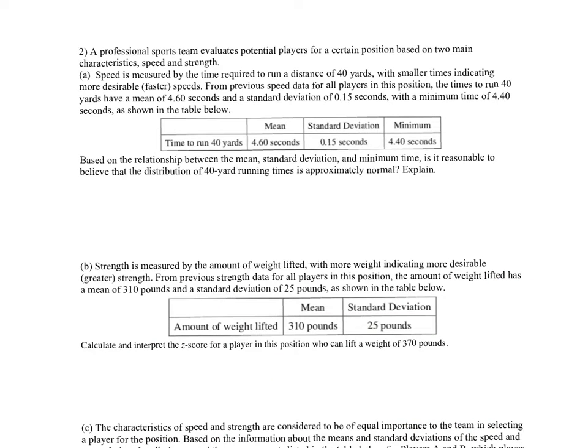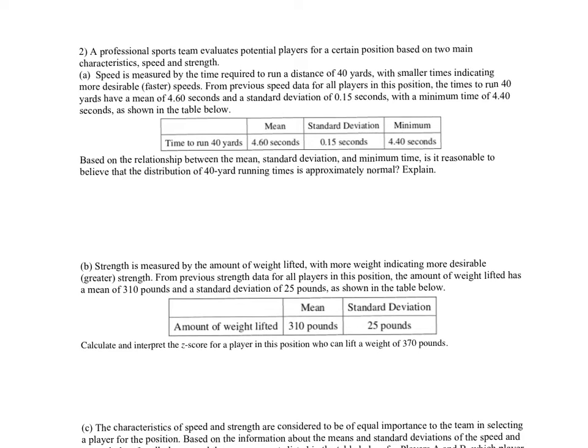Okay, in number 2, we're looking at speed and strength. Please make sure you've read the question, but I'm not going to read it to you just to keep this video short. They want to know, based on the relationship between the mean, standard deviation, and minimum time, is it reasonable to believe that the distribution of 40-yard running times is approximately normal, and explain why?